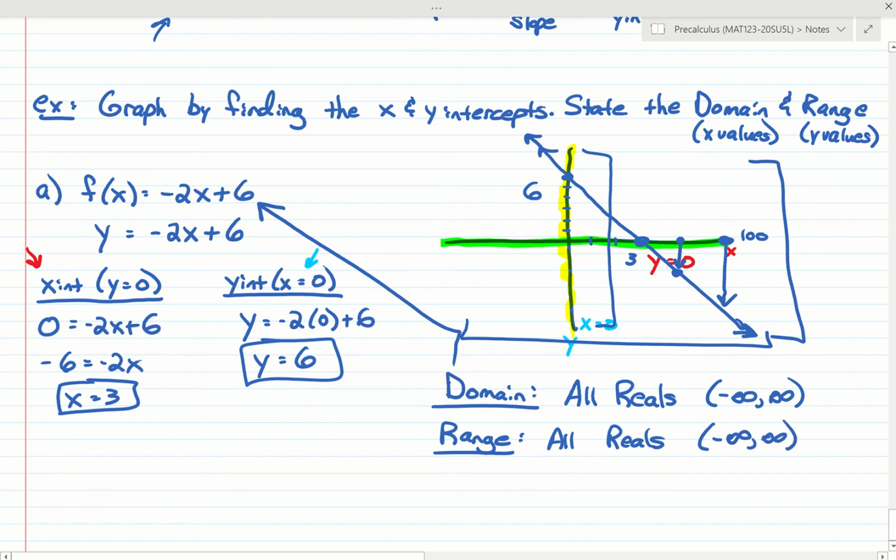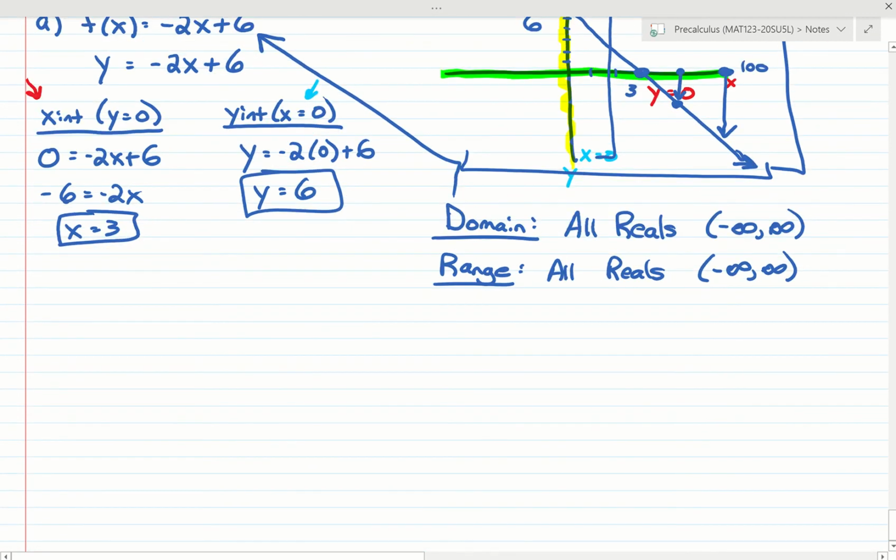Infinity is a little tricky to draw. It's just kind of an 8 laying sideways.